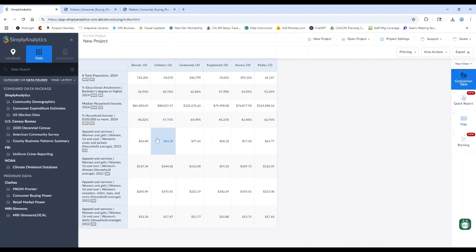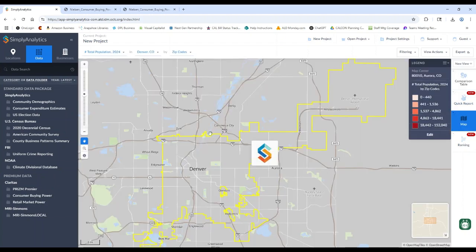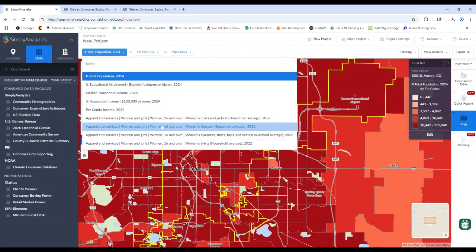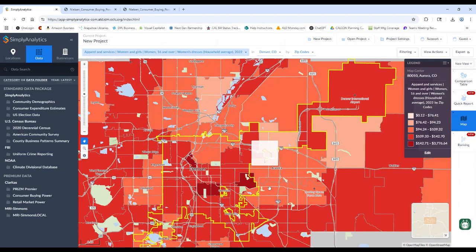So, for example, we can look here and see that, wow, Littleton is actually spending the most money. People in Littleton are spending the most money on coats and jackets, as well as on, oh, actually, Littleton is ahead in some of them, and Centennial is ahead in others. So, these are great for comparisons. And I do want to mention a heat map can be an excellent way to use this type of data because it can help you start to zone in on locations you might want to consider as hotspots.